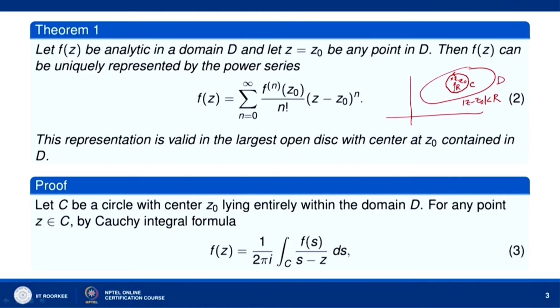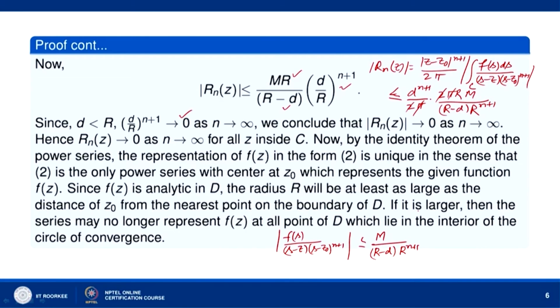That means this r can at most be the distance of z naught from the nearest point on the boundary of D. If we cross the boundary of D, then the series may no longer represent f(z) at all points of D which lie in the interior of the circle of convergence.